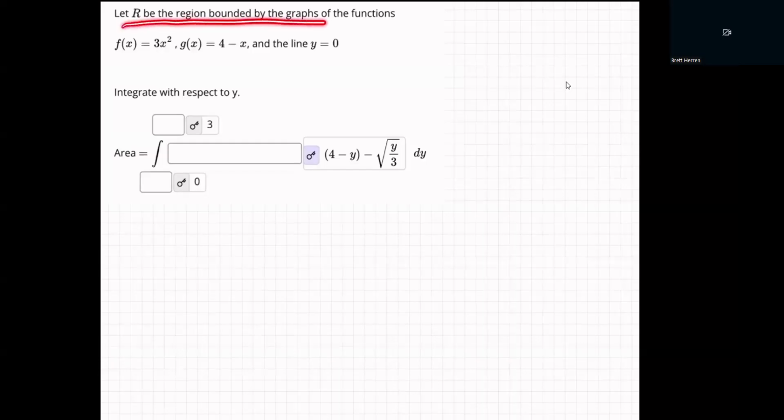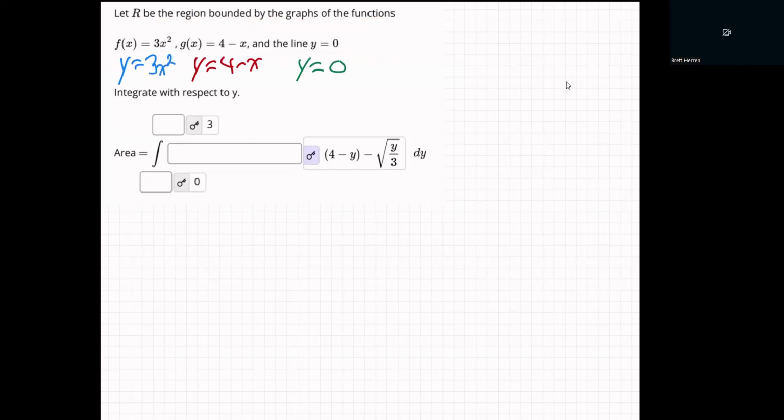Let R be the region bounded by the graphs of the functions. By the way, don't let that f of x throw you off. That's just y. Remember, function values are y. And this one is y equals 4 minus x. And this one is y is 0. So function values are y values.